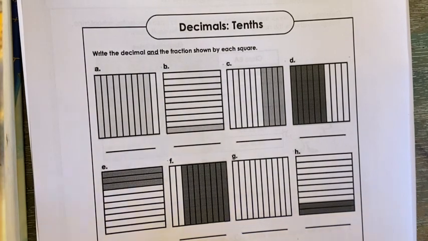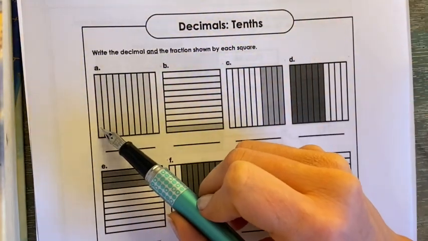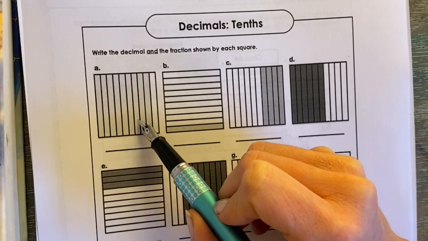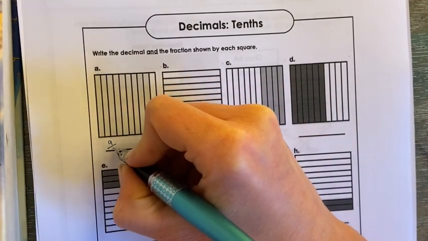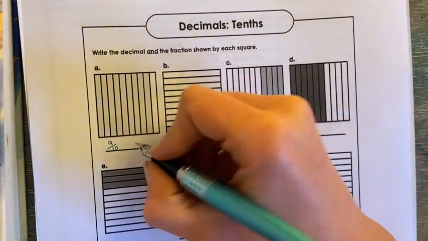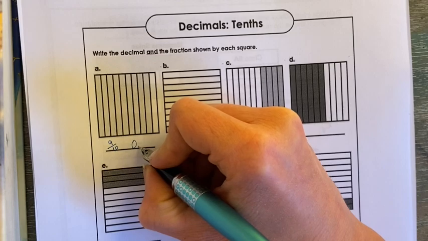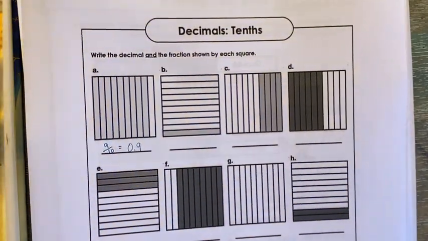It should be there. So it says write the decimal and the fraction shown by each square. 1, 2, 3, 4, 5, 6, 7, 8, 9. This is 9 tenths. Okay, 9 tenths, and that's the same as 0.9. They're the same. So I could put a little equal sign.